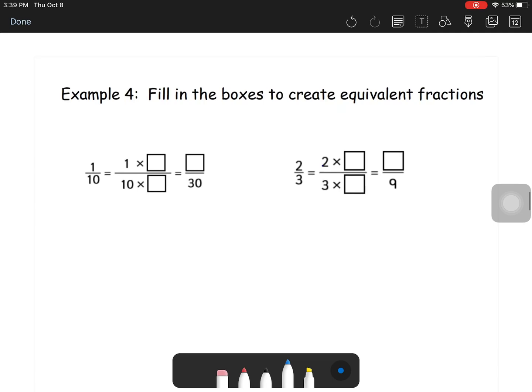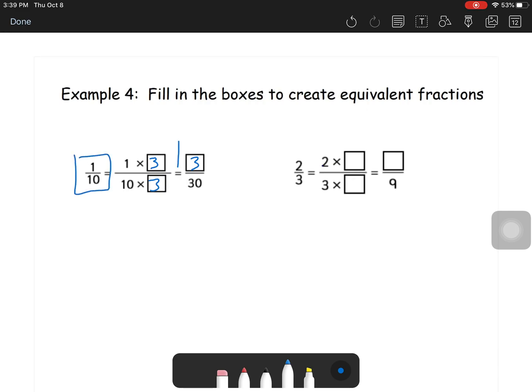Okay, so it says fill in the boxes to create equivalent fractions. So if we have 1/10 and we want to create something with a 30 as a denominator, 10 times what is 30? That's 3, and we have to do the same thing, top and bottom. So 1 times 3 is 3, 3/30. That would be my equivalent fraction.